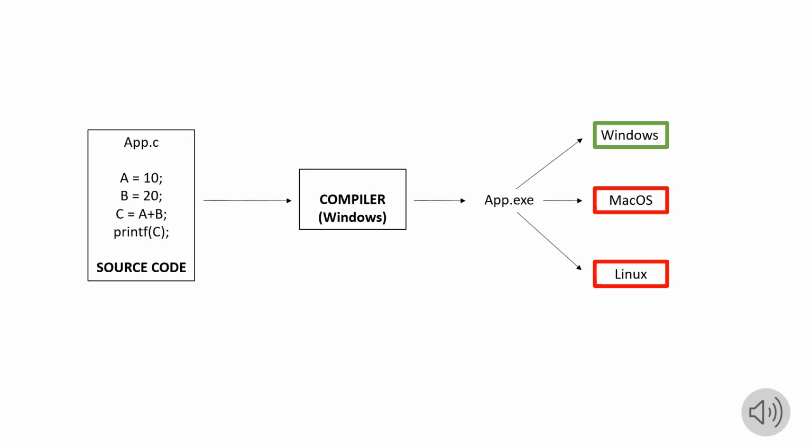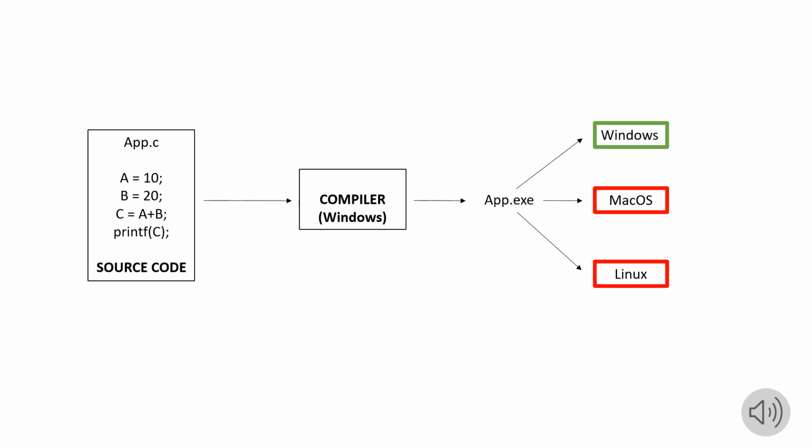Okay, so now let's consider a simple code for addition. A equals 10, B equals 20, and C equals A plus B, and then print C and semicolon. This is the source code. This piece of code is called the source code that a programmer can understand. And let's name this file as app.c. .c is the extension for a C programming file.